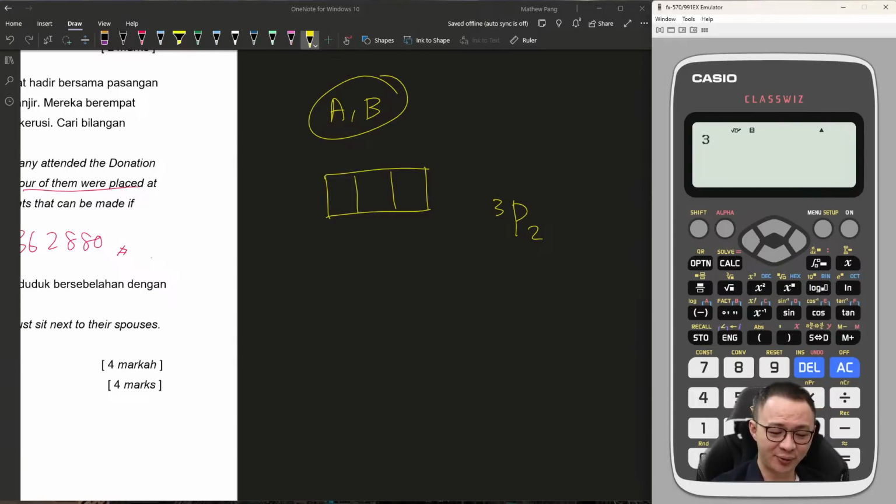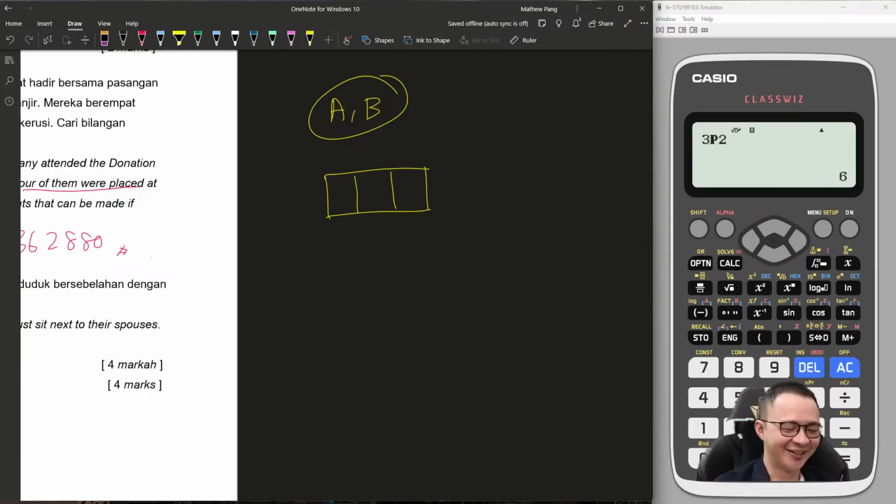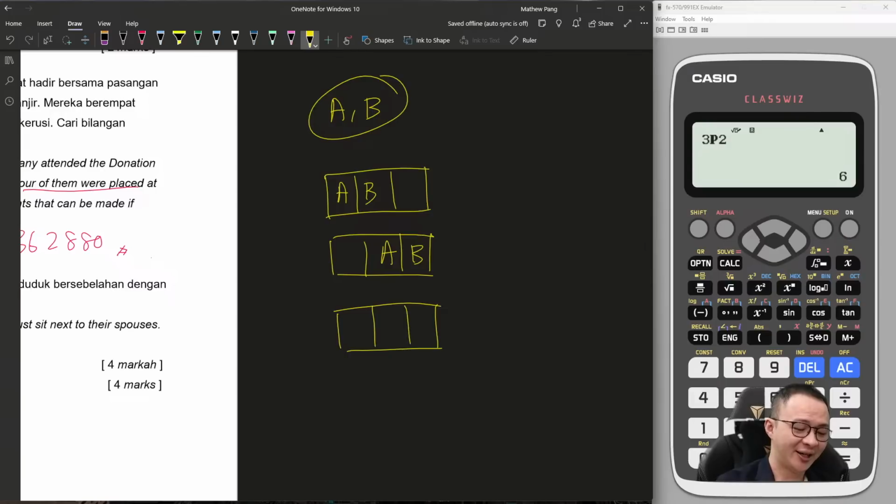Okay, what is 3P2? Then this is not a good example, because you will get the same correct answer also. Supposedly we can arrange A and B like this, or we can arrange A and B like this, and then of course A and B can still swap place. Or we can arrange A and B like this. But because A and B can swap place, it's 2 factorial plus 2 factorial plus 2 factorial, right? So you add all of them, you should get 6, right?